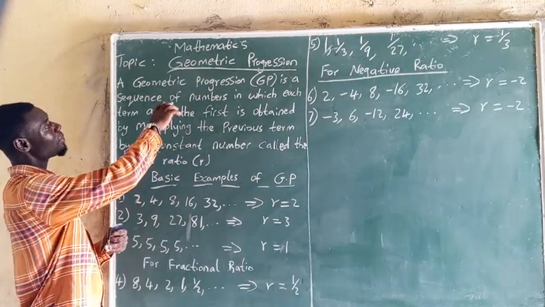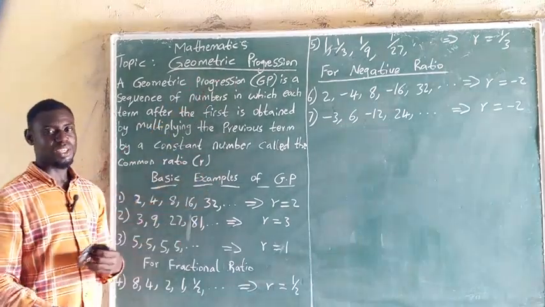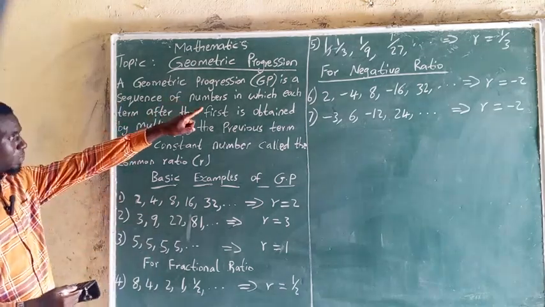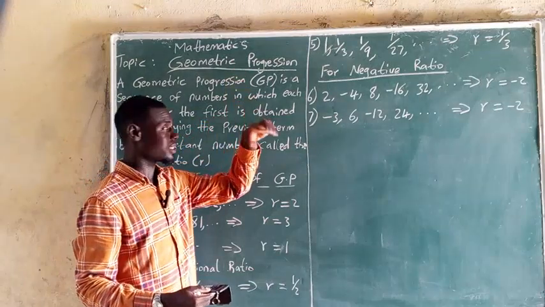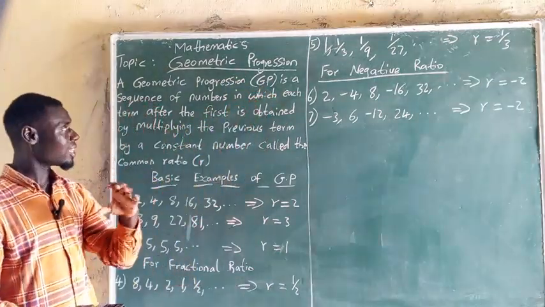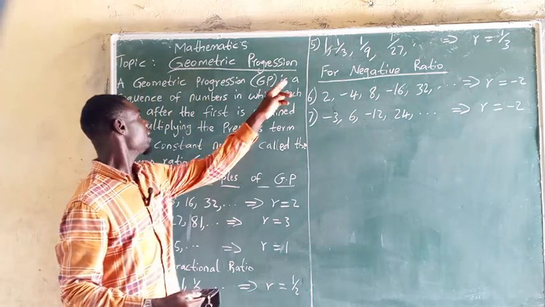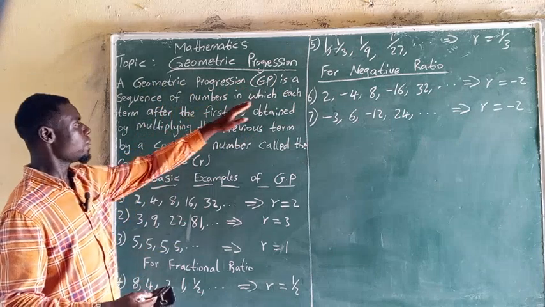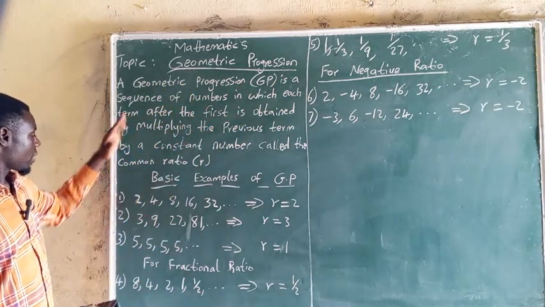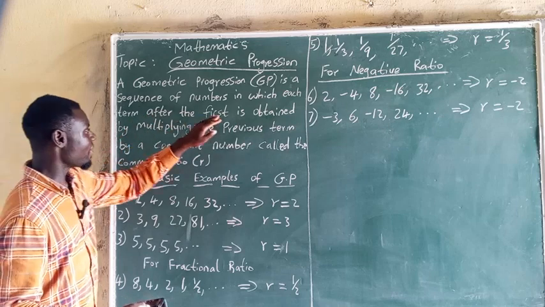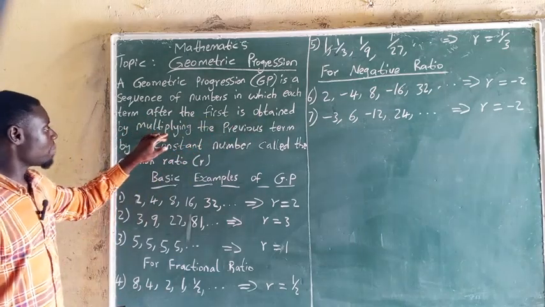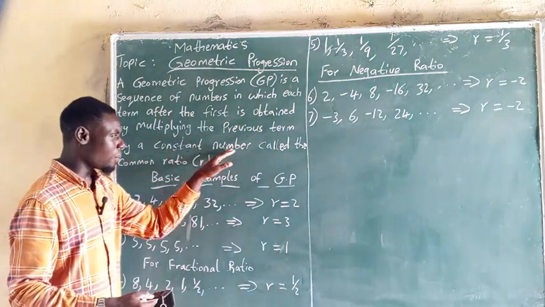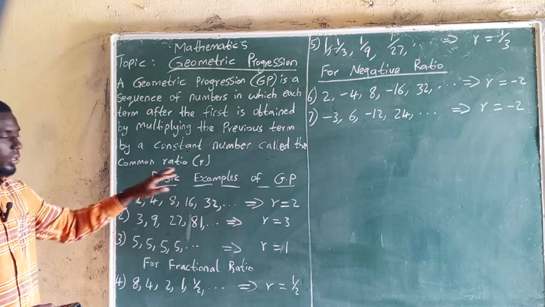Today, our topic is geometric progression. Anytime in your exam you see GP, it stands for geometric progression. It's a sequence, a flow of numbers in which each term after the first is obtained by multiplying the previous term by a constant number called the common ratio.